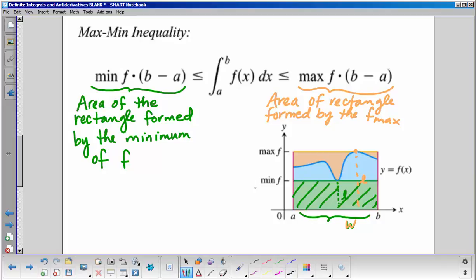The max-min inequality says that the area under the curve, the blue, has to lie between those two areas. So this is the area of the biggest rectangle, and this is the area of the smallest rectangle. And the actual area itself has to lie between the big one and the little one. To me, that's pretty logical.